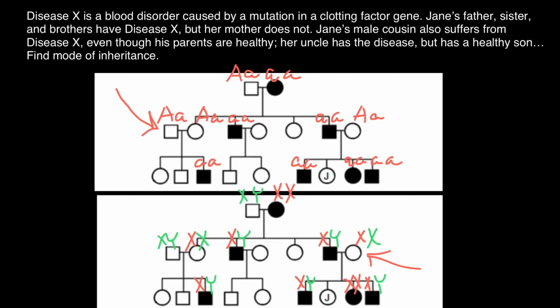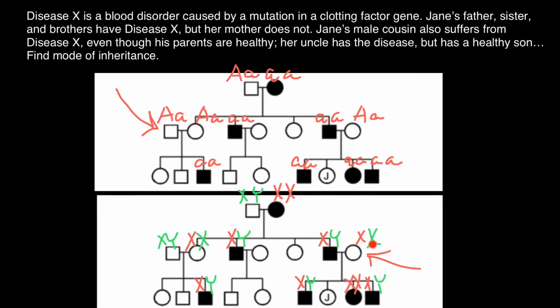So as you see, both these explanations can explain why this pattern of inheritance happened here, and the probability would be the same. Here we assume that this person is heterozygous, and here we assume that this person is heterozygous. Now let's assign genotypes for other people in these pedigrees. For example, what is the genotype of Jane?